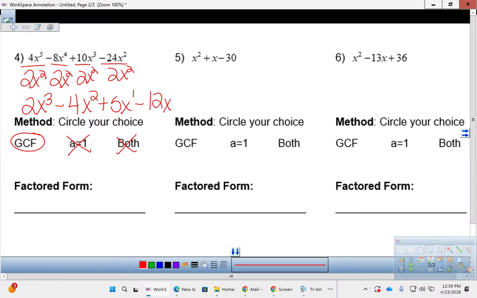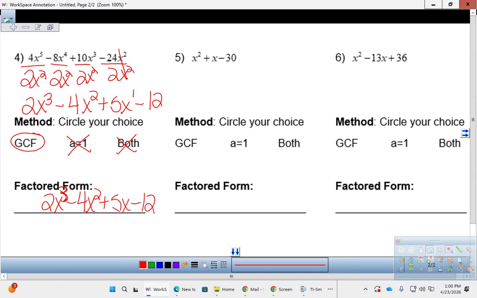We're keeping the base and we're subtracting the exponents, but an exponent of 0 means that we actually don't have an x on that one. What happens is the x's cancel out. So when I divide out the GCF, I get 2x to the third minus 4x to the second plus 5x. I'm not going to write the 1, but you can.